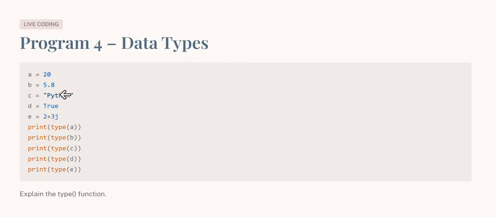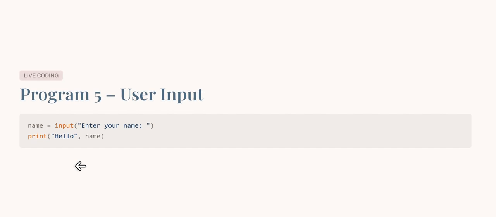And here is how to print the type. If you write it like this, for this it will come as integer, int. For this will come the float data type. For this will come string, str. For this, boolean. For this, the complex type function is there.